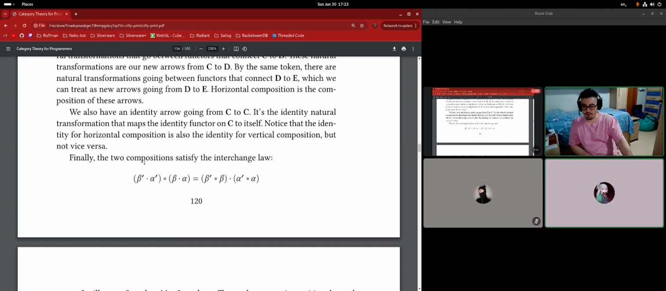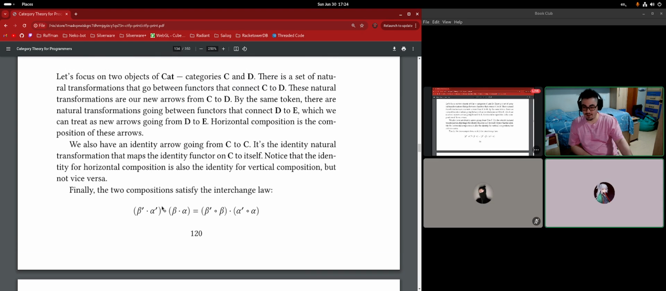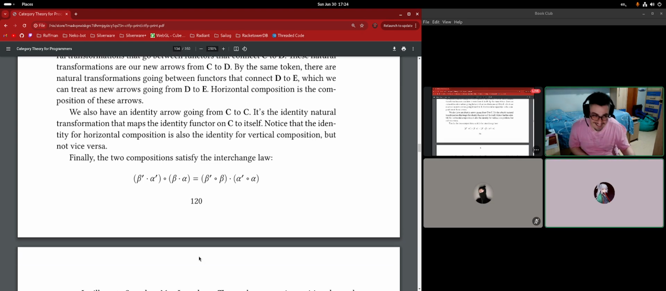So finally, the two compositions satisfy the interchange law. So if you have compositions of... the dots are vertical. Yeah, the dots matter. Wait, which one is the horizontal? The big one. The big one is the horizontal, yes.